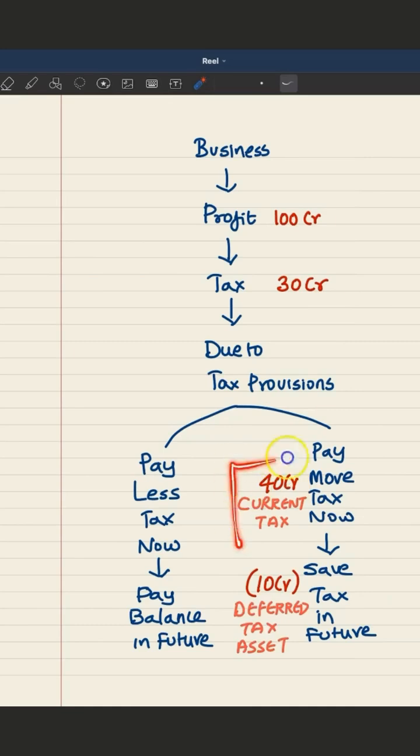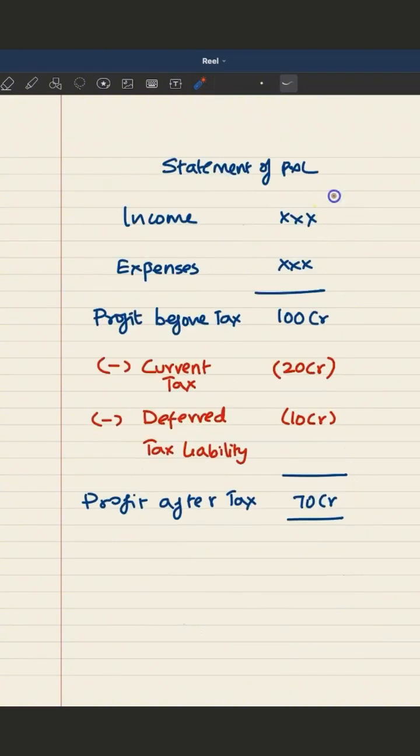So look at here, 40 crore will be shown as current tax and 10 crore will be shown as deferred tax asset, and it will be shown as a negative item, and it will also appear in the balance sheet asset side. Now let us understand both the scenarios and how it is helping the readers of financial statements. Look at the first scenario where the profit was 100 crore, current tax was 20 crore, deferred tax was 10 crore. So we were able to calculate profit after tax as 70 crore.